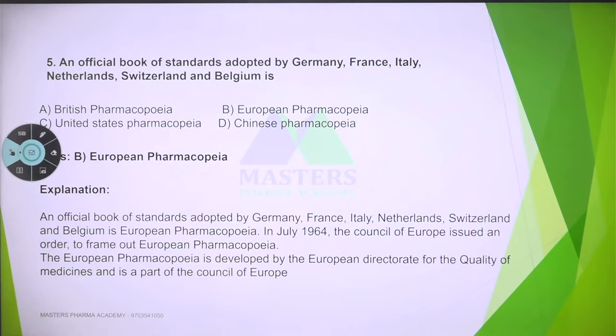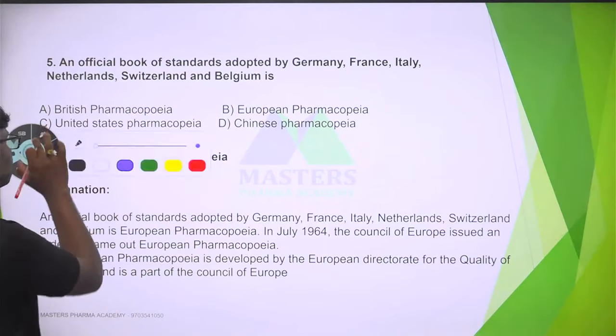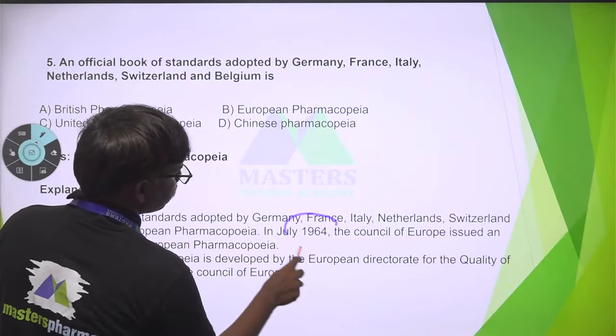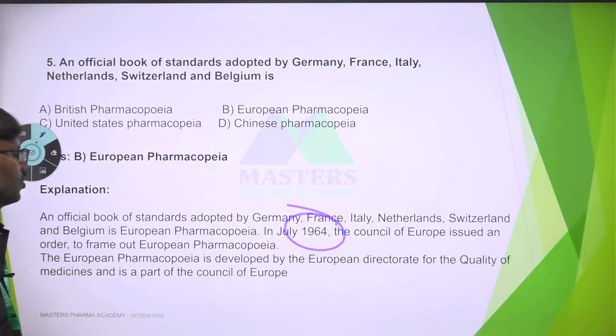So this was adopted in 1964. Europe issued an order to frame the European Pharmacopoeia in 1964, which was adopted by Germany, France, Italy, Netherlands, Switzerland and Belgium, right? So you remember this: 1964, European Pharmacopoeia.